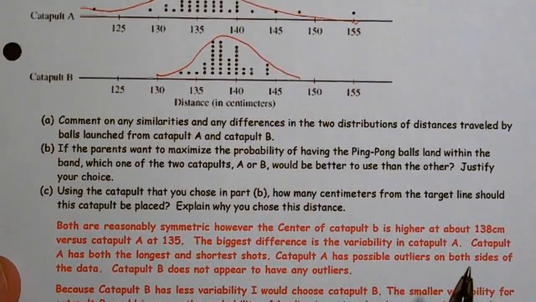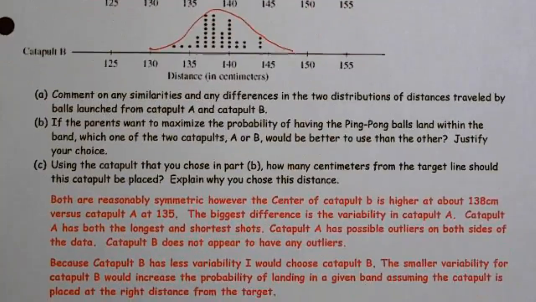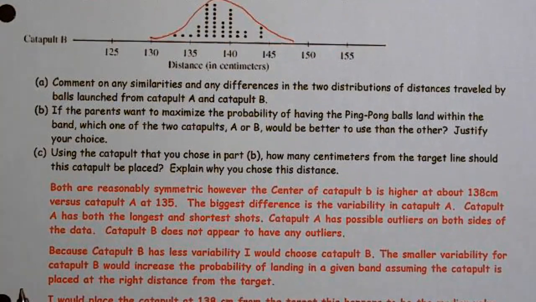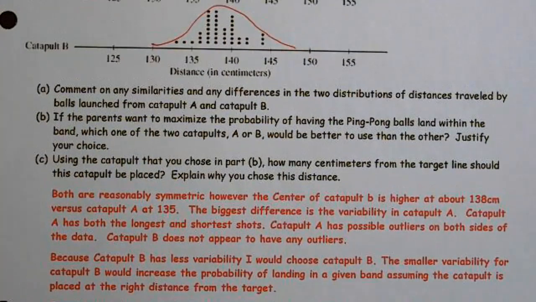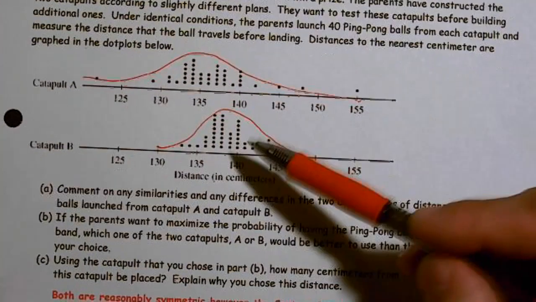Okay, now part B. If parents want to maximize the probability of having the ping pong balls land within the band, which one of the 2 catapults, A or B, would be better to use than the other? Justify your choice. Well, B has less variability, so I know pretty much where it's going, so I'm going to choose B. Smaller variability for catapult B would increase the probability of landing in a given band as soon as the catapult is placed at the right distance. So if I place it in the right place, because it has less variability, I'm going to have a better chance with B than with A.